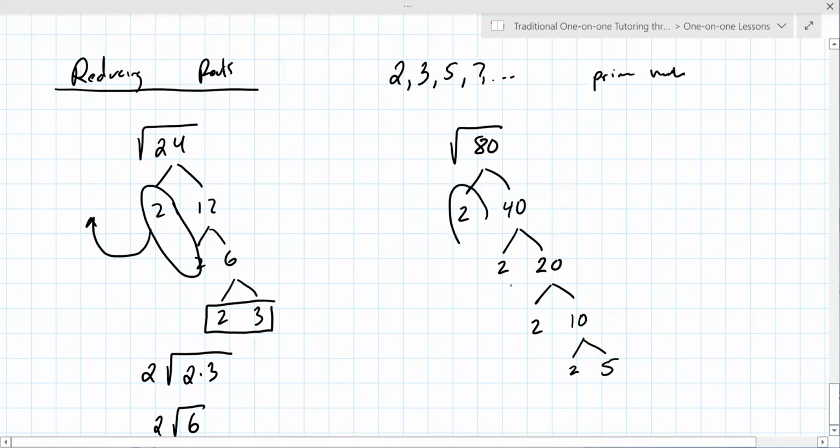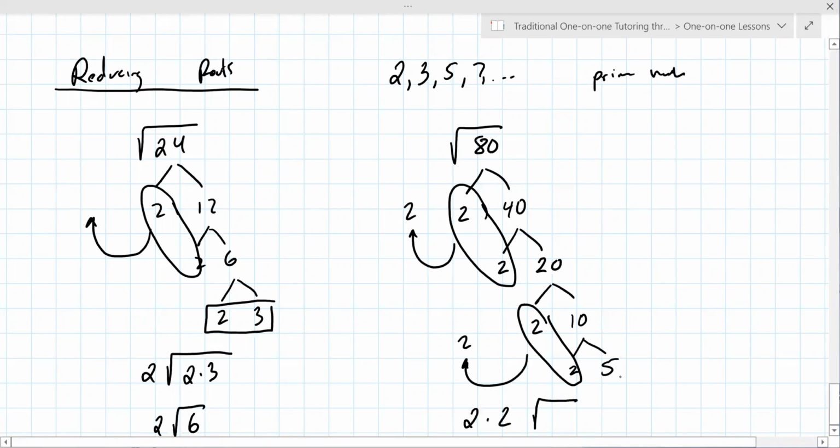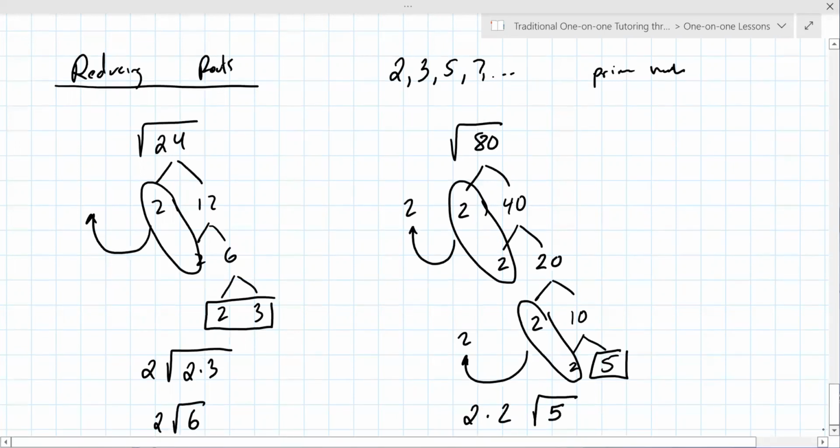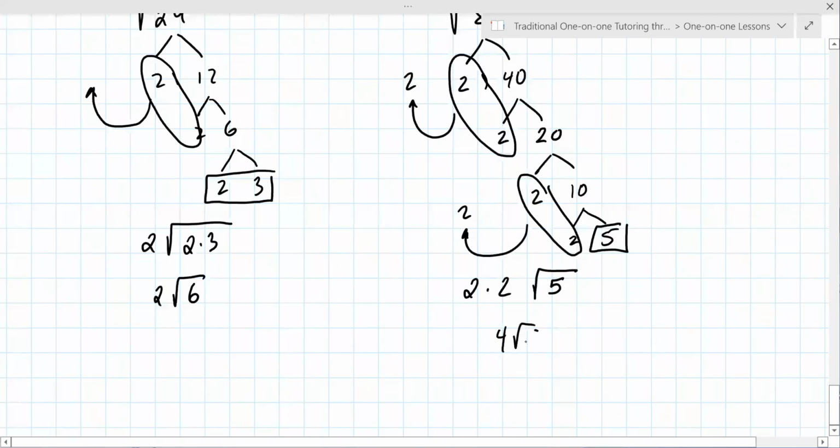So for each pair, you circle pairs. You've got 2 pairs here. For each pair, you bring a 2 out, or whatever that number is. Does that make sense? Like if they're paired up, you bring one out. So you have a 2 times 2 on the outside. Square root of what's left over. Five. Yeah, so it's 4 square root 5 because the 2's multiply.